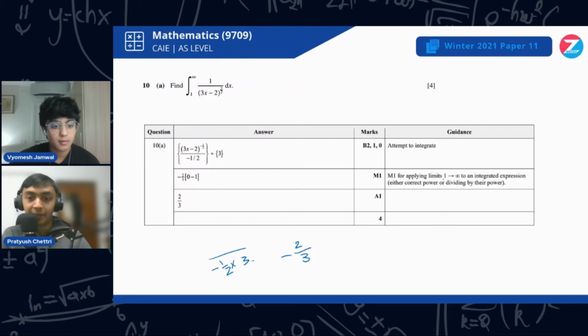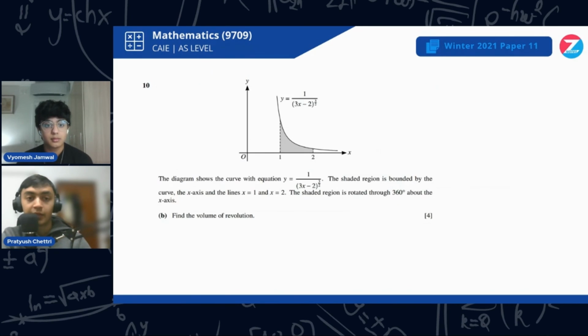M1 for applying limits. Either you can show that 0 just becomes 0, or, like, instead of infinity I'd put a variable, and I'd say as p tends to infinity, the whole fraction, 1 by p half or whatever, tends to 0. Just as long as they see that you've done the concept and you've gotten 0 there. Okay.